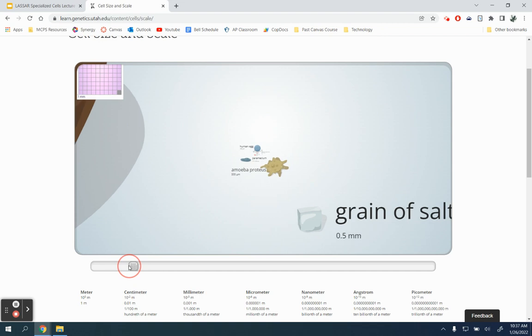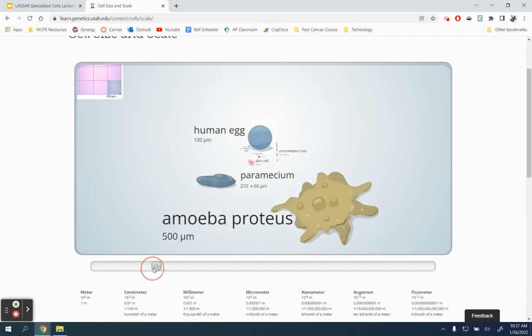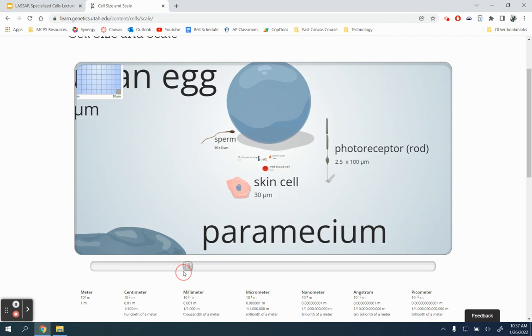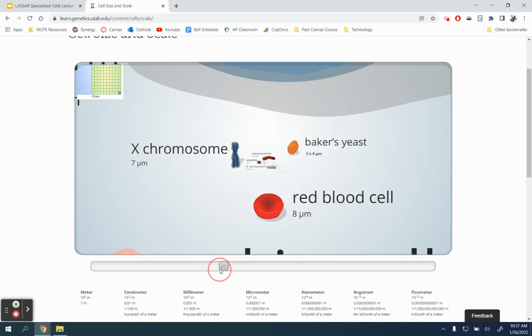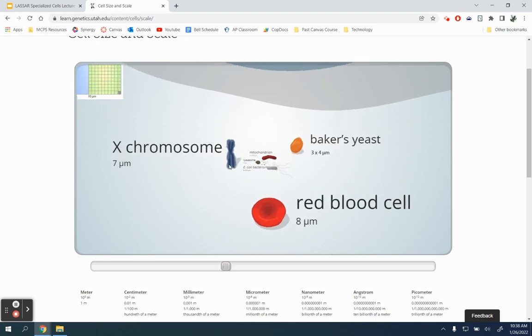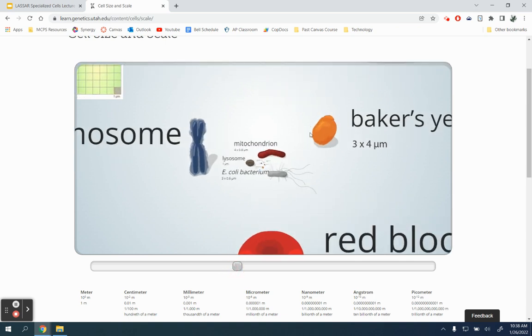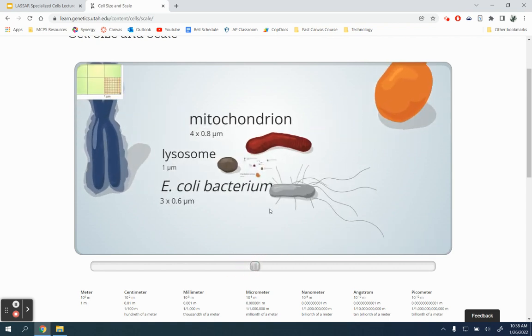As I zoom out and the grain of salt comes back into view, notice how tiny the skin cell and the invisible sperm cell are already. Zooming back in, I can see more animal cells like the photoreceptor, which is in your eye. I can see the red blood cell. I can see a piece of DNA, the X chromosome that's inside all cells with a nucleus. Baker's yeast, this is now a single-celled organism. This is a less complex cell than an animal cell. It's a fungus. Here's a cell part called a mitochondrion. That's singular. Mitochondria is plural, the powerhouse of the cell.